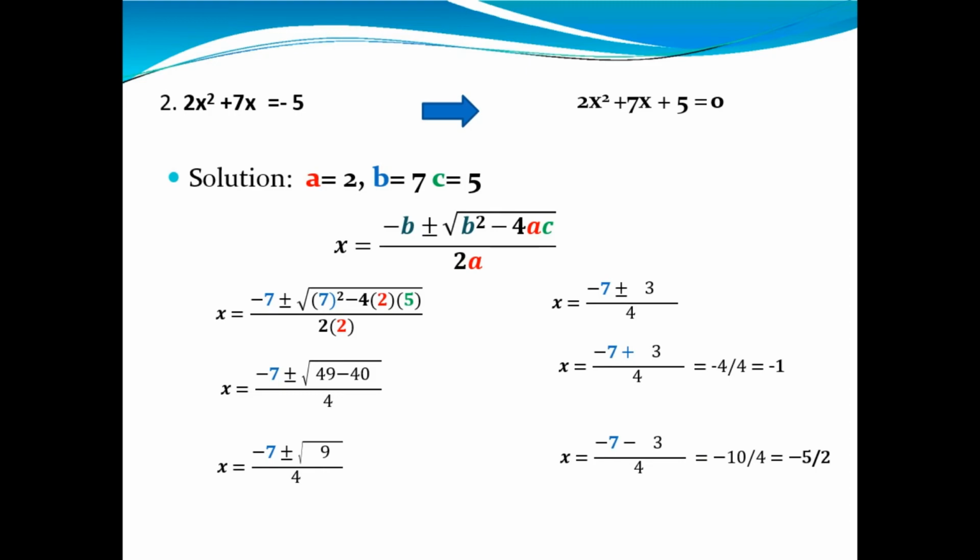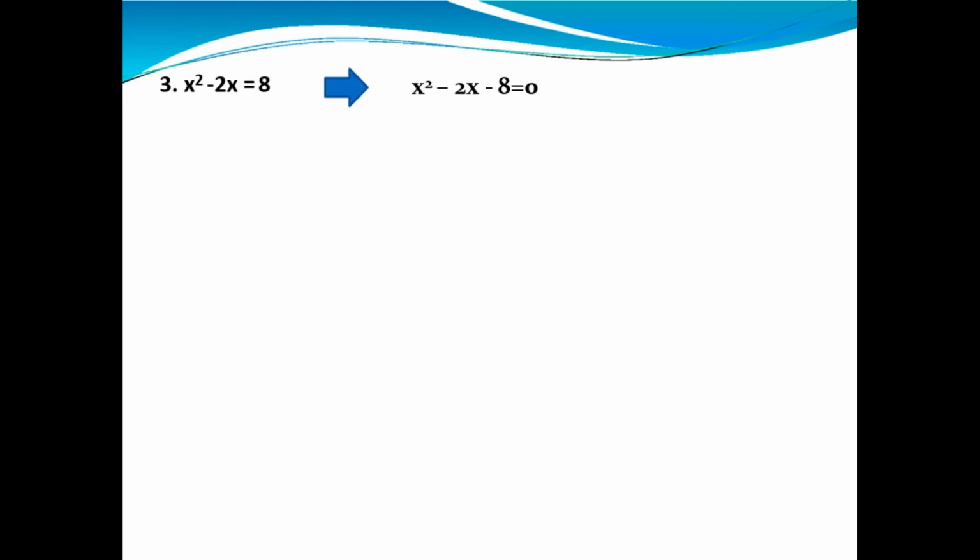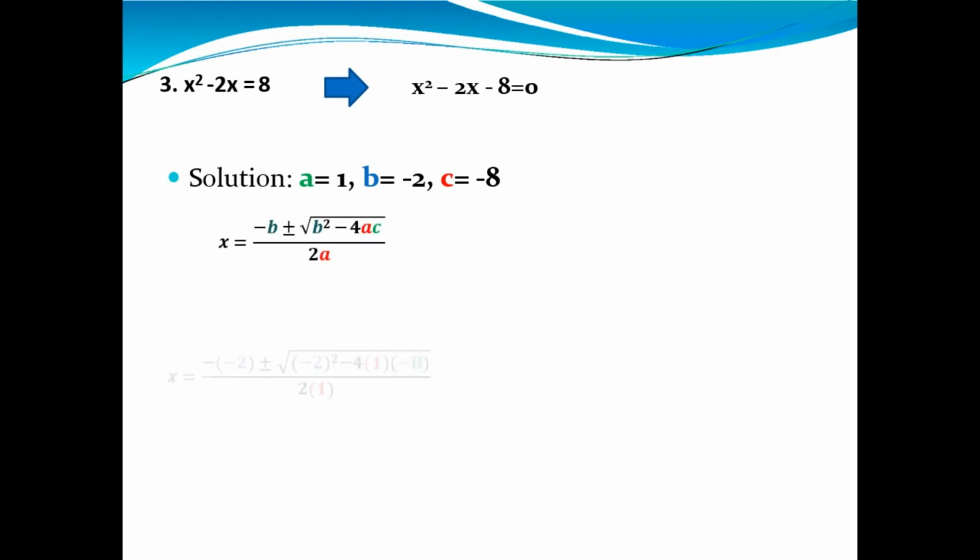Easy, right? Now let's go to the third example. We have x squared minus 2x is equal to 8. This is not yet in the standard form. Therefore, transforming it to standard form, we have x squared minus 2x minus 8 is equal to 0. Now what we will do here is name our coefficients a, b, and c. So we have a is equal to 1, b is equal to negative 2, and c is equal to negative 8.